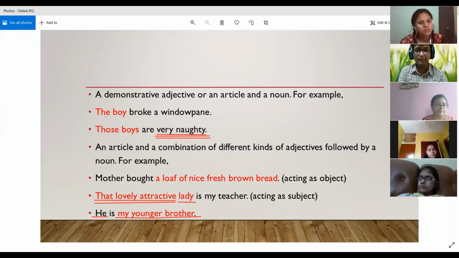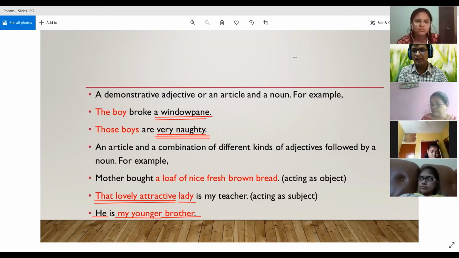The boy broke a what? The boy broke a window pane. So a window pane will become a noun phrase, isn't it, Angel? Yes, a window pane. Because it will answer the question, what did the boy break? The boy broke a window pane. So a window pane is going to become a noun phrase.